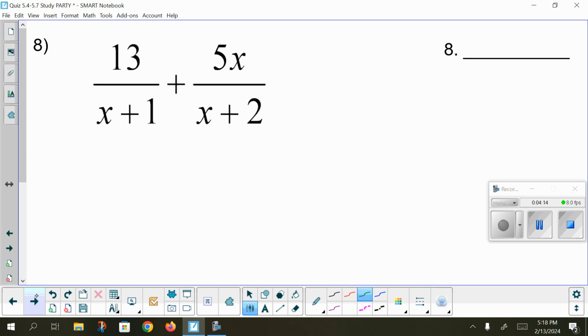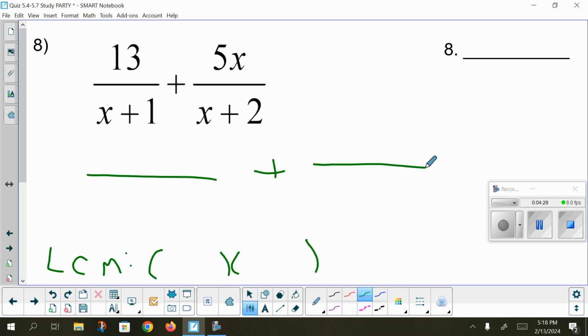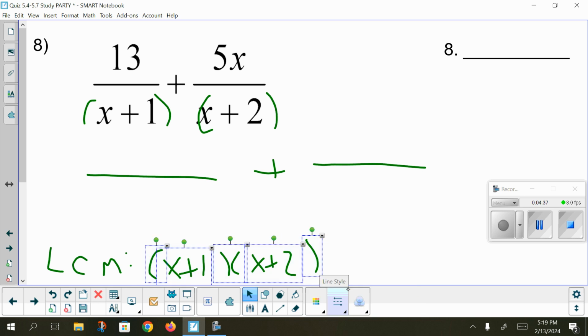And finally, this is the last type of problem that you will see, is adding and subtracting fractions. For adding and subtracting fractions, you have to get a common denominator. You don't want to clear the denominator. You want to get a common denominator. And we're going to use an LCM for that again. The LCM for these denominators that I'm seeing are x plus 1 and x plus 2. So that's what I want both of my denominators to look like.